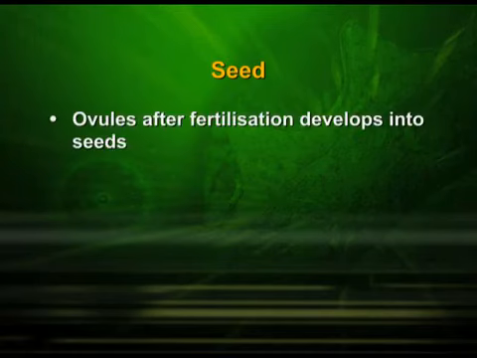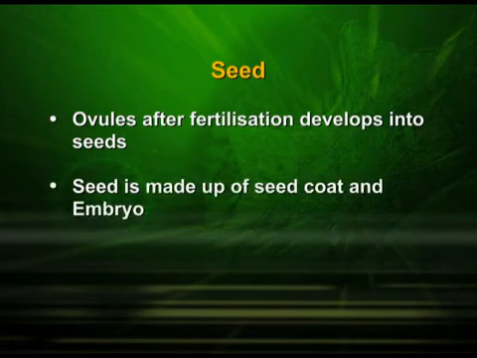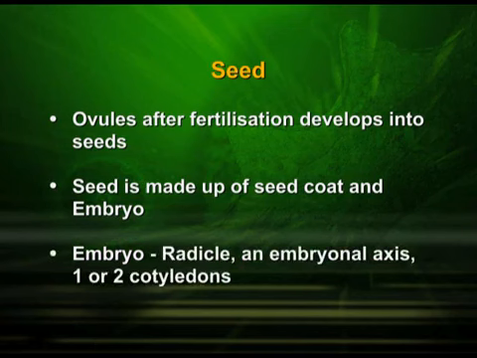Seed. Ovules after fertilization develop into seeds. The seed is made up of seed coat and embryo. The embryo develops into the radicle and embryonal axis and one or two cotyledons. Let us have a look at the structure of a dicotyledonous seed.